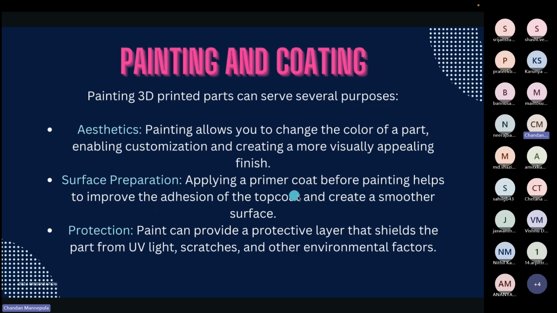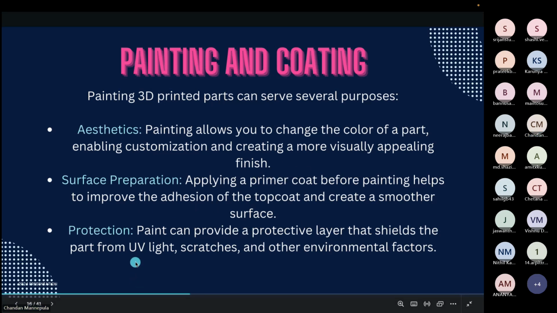Surface preparation. Applying a primer coat before painting helps to improve the adhesion of the top coat. So if you apply a primer coat to a 3D printed model, when you paint it, the color lasts longer than the normal one which doesn't have a primer coat, because there will be adhesion between those two. Paint can also provide a protective layer that shields the part from UV light, scratches and other environmental factors.